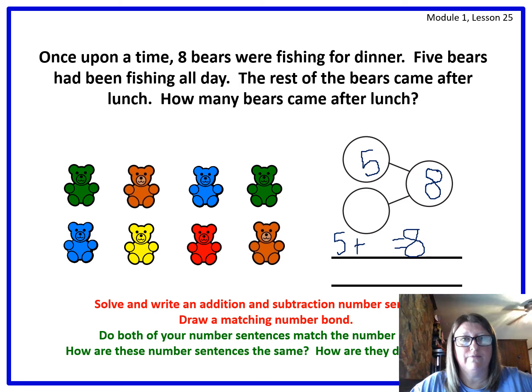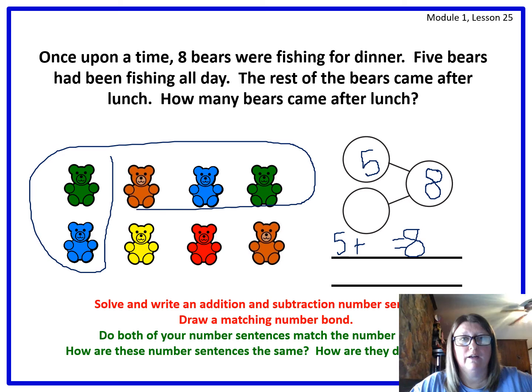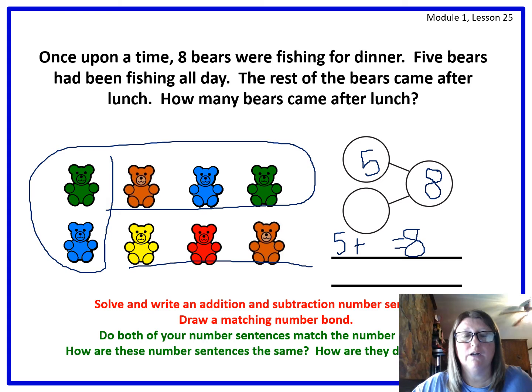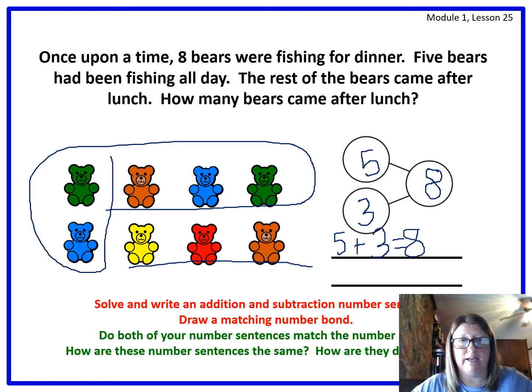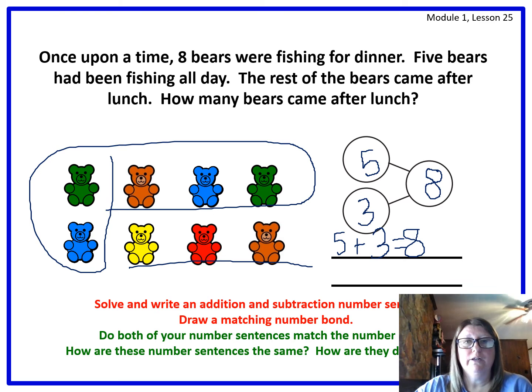All right. So if I have 8 here and I circle the 5 that were there all day, the ones that are left are the ones that came after lunch. So 5 plus 3 equals 8. Now, if I wanted to make a subtraction sentence for this, I always start with the bigger number first. So 8, we knew that there were 8 bears, minus the 5 that had been fishing all day equals the 3 that came after lunch.